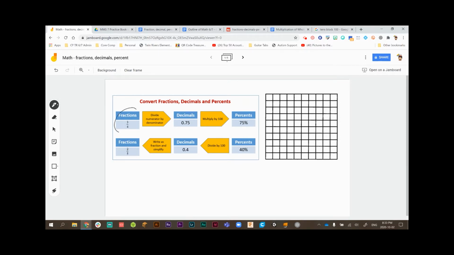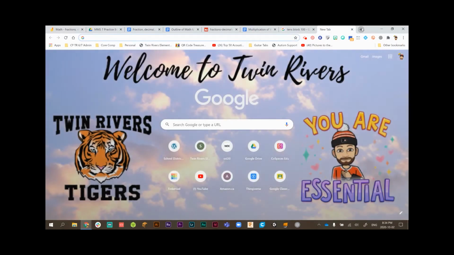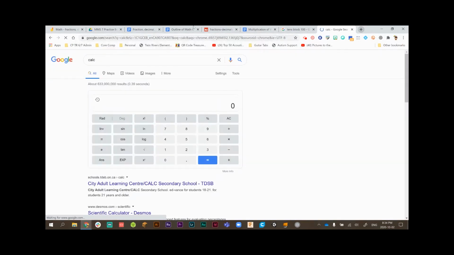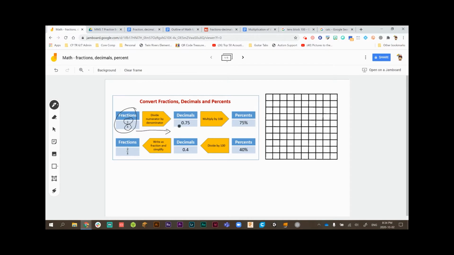When we have a fraction, what we need to do to get it to a decimal is divide the numerator by the denominator. So that is 3 divided by 4. If I put that in my calculator, and I will open up a calculator here, and I go 3 divided by 4, you will notice I get 0.75. And I get that number right there.